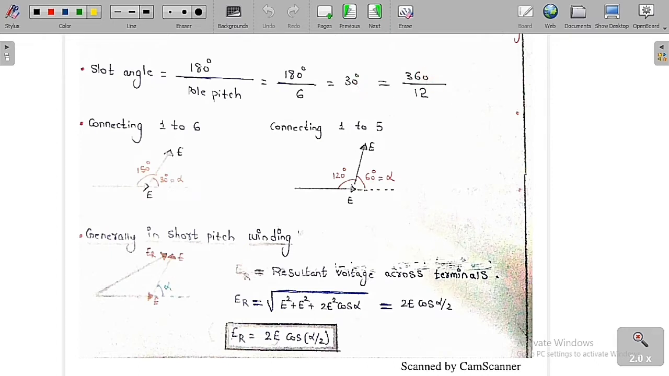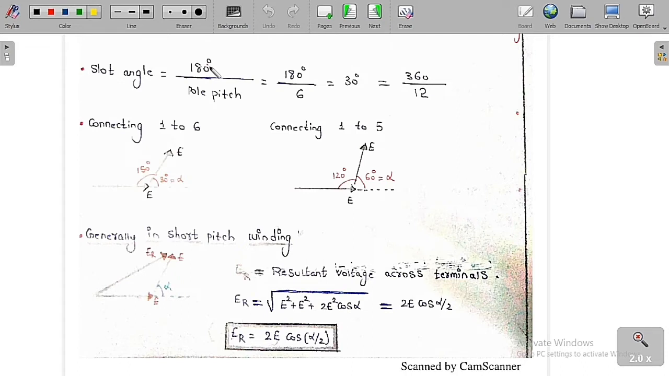Or there is a basic formula which is called 180 degrees by pole pitch. Either you can apply this one, or you can apply the other formula. Either way you are going to get the same result, which is 180 degrees by the pole pitch. Here the pole pitch is the slots per pole, which is 12 by 2 is equal to 6. So 180 by 6 is equal to 30 degrees. Anyway, you are going to get the same result.